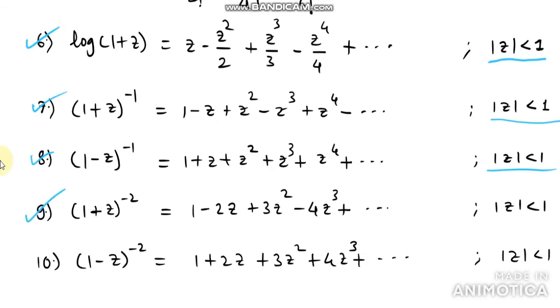Now let's see the ninth one, 1 plus z raised to minus 2. This expression is given as 1 minus 2z plus 3z square minus 4z cube plus and so on. This expression is also valid in the region modulus of z less than 1. Now the 10th one, 1 minus z bracket raised to minus 2. This expression is equal to 1 plus 2z plus 3z square plus 4z cube plus and so on. So the region of convergence is modulus of z less than 1.